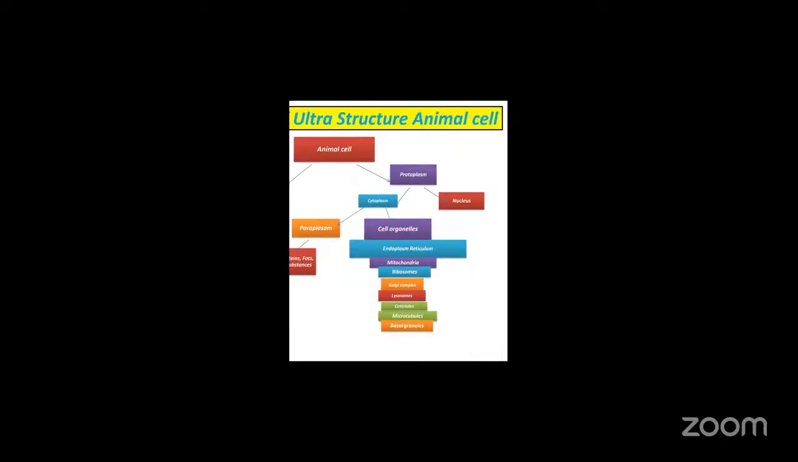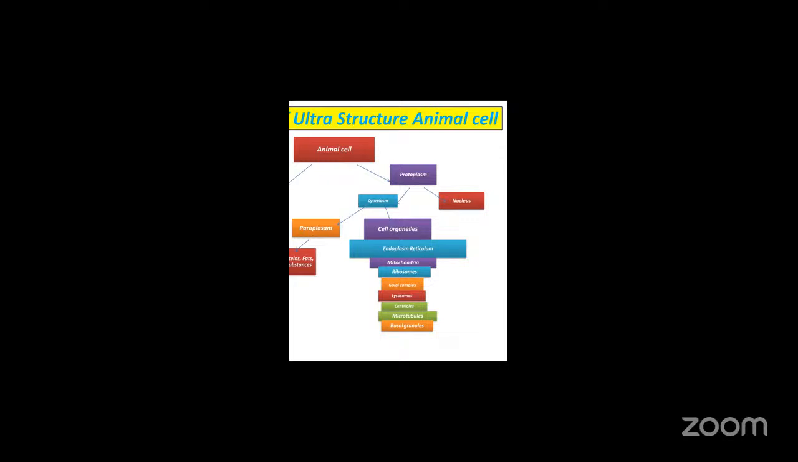Now, apart from these, it also has the cell organelles. If you see a cell, 70 to 75% of the cell is made up of water, whereas the remaining 30% consists of the other components. Okay, so now coming to the cytoplasm.